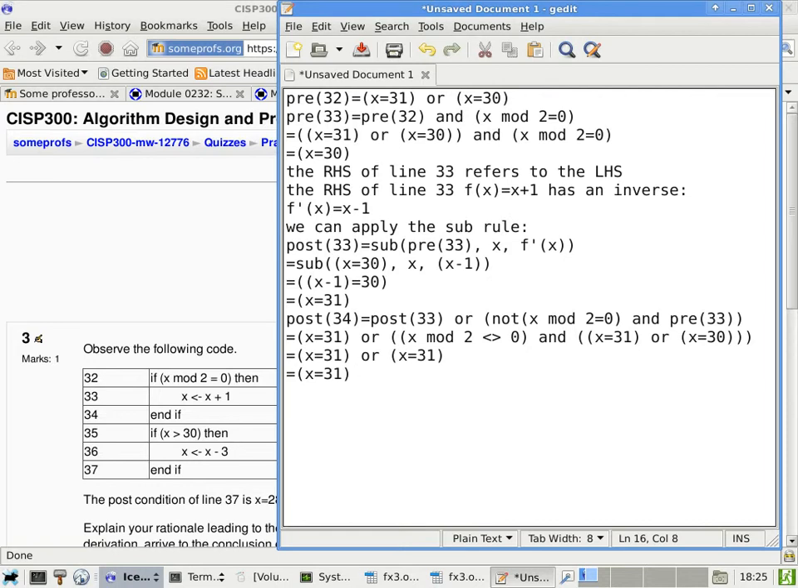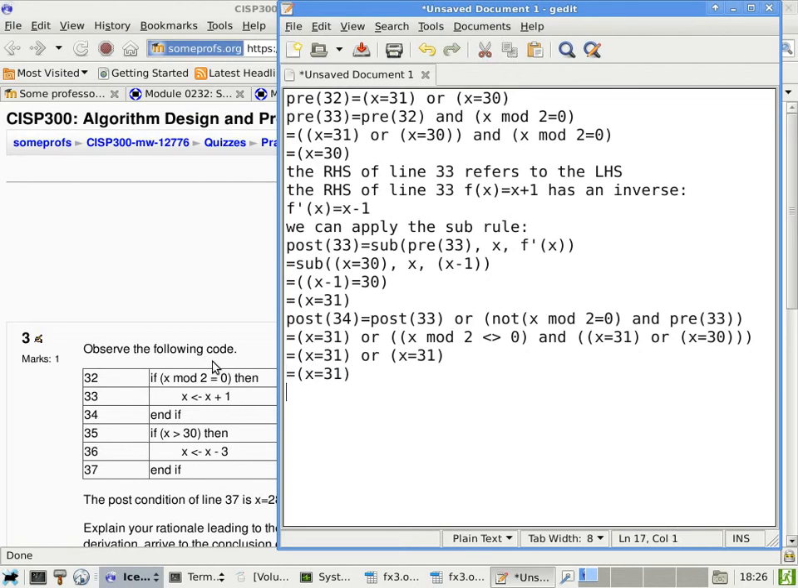Are we doing okay so far? Okay. No? Okay, let me just point out in the big picture. Starting with the assumption that on line 32, x can be 31 or x can be 30. By the time we get to line 34, we only have one thing left. We know that x has to be 31 by the time we get to line 34. That's what it's saying. Is that okay?